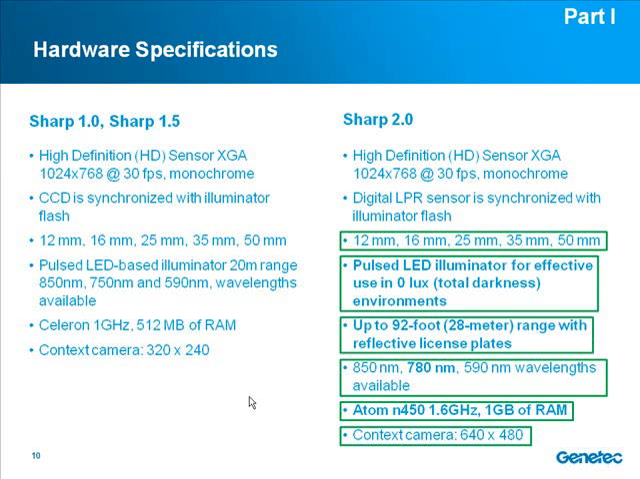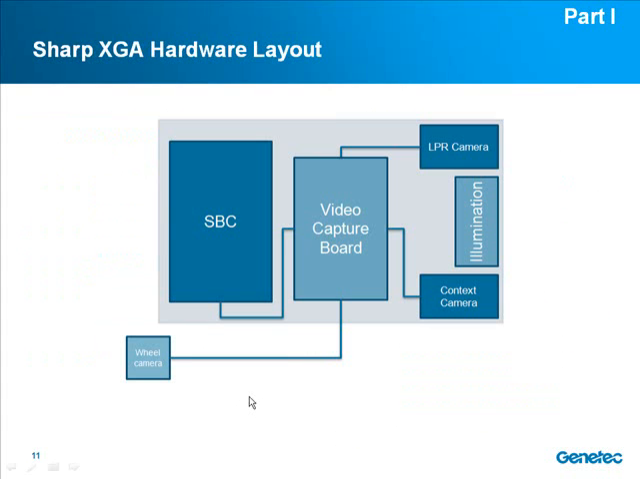Now, before going on to the software side of things, let's take a quick look at the hardware in the Sharp cameras. The first one we'll check out is the Sharp XGA, and this is the same layout for any version of the XGA model. The whole part here is the Sharp camera, contained in one unit. The main part is the SBC, or single board computer, which is our motherboard and the core of the system. Next to that is our video capture board, which is connected to our 2 cameras in front, the LPR and the context camera.